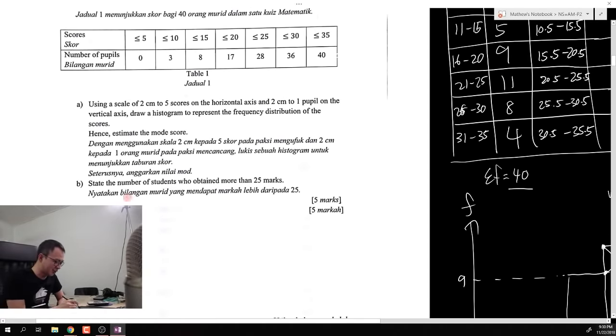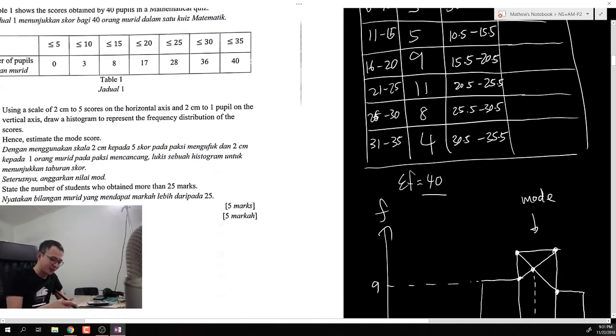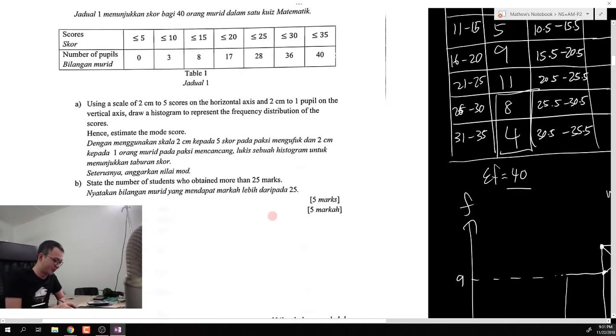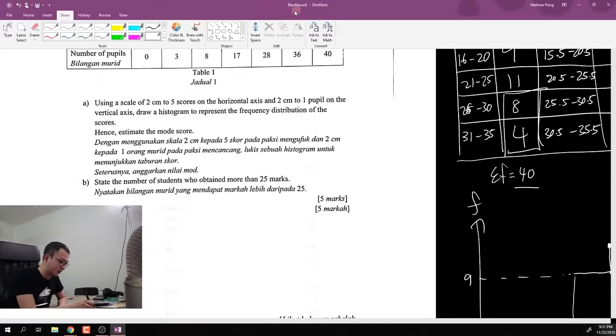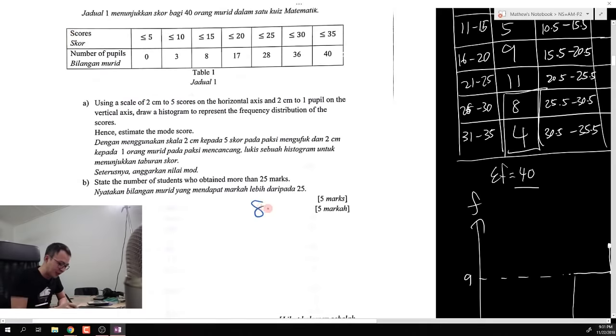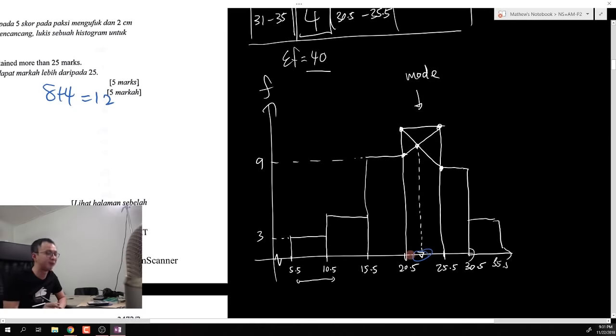Then the next thing asks you to state the number of students who obtain more than 25. So this one is basically just read from here, because more than 25 is here, right? So you just add both of them together. This one is 21 to 25. More than 25 you have 12 students. So you just 8 plus 4. For part B, just 8 plus 4, then you will easily get the correct result. So part B is just 12. And then for part A, you will just read from this value, and then you will get the correct answer over here.